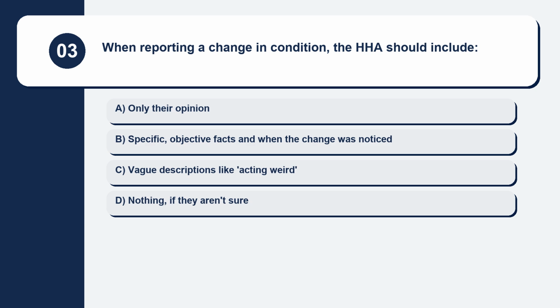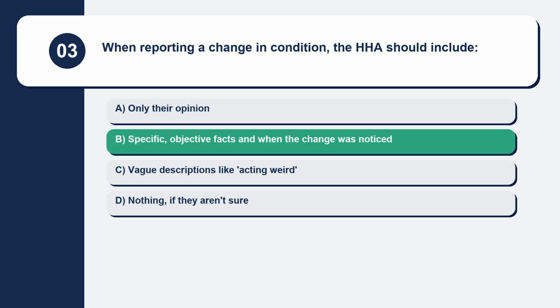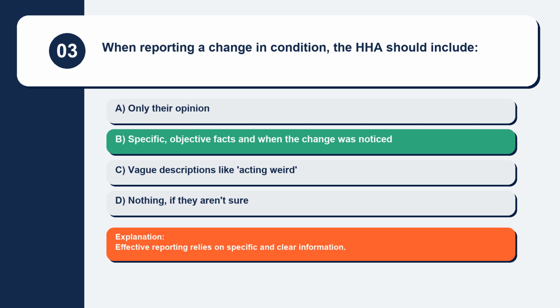Question 3. When reporting a change in condition, the HHA should include only their opinion, specific objective facts and when the change was noticed, vague descriptions like acting weird, nothing if they aren't sure. Effective reporting relies on specific and clear information.